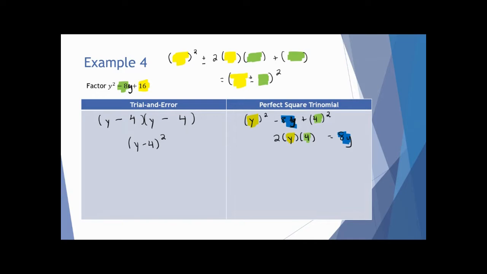So once you verify that that matches, then you can just go straight to your answer. So yellow, and because my middle is negative, that's going to be a minus. So minus the green squared. So that gives me y minus 4 squared. So you can see that this is actually a little more work than doing the trial and error, and it involves a little more thinking. But you get the same answer.